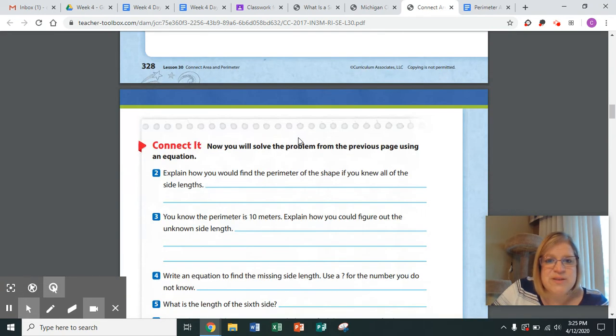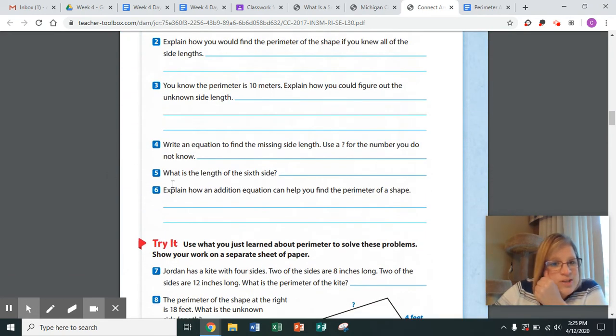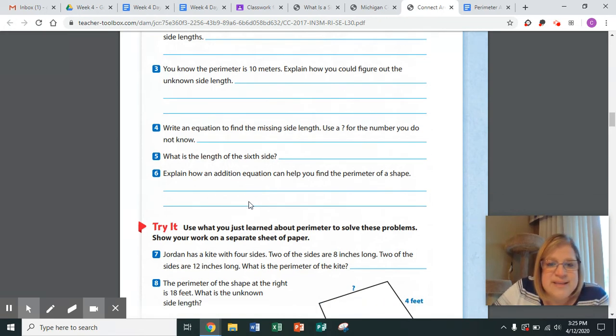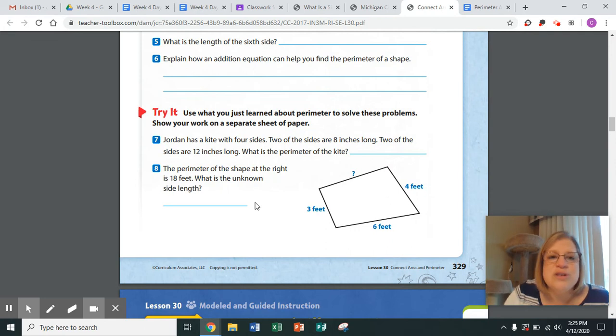Okay, so we just figured out the equation. What's the length of the sixth side? I just told you, 2. Put a 2 there. All right, explain how an addition equation. Well, we just did that, so we're going to go ahead and skip that. All right, what I want you to do is solve 7 and 8 for me right now. I want you to click pause while you solve 7 and 8, and then I'm going to go over those two answers with you. So please press pause now and solve 7 and 8.